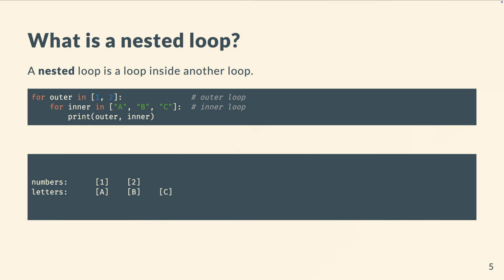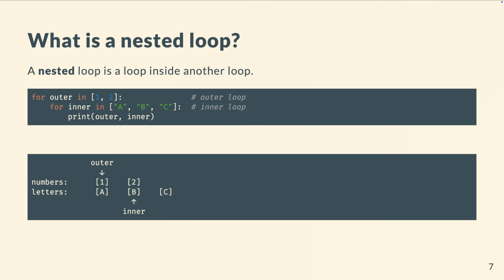Let's trace the variables. We use 2 lists. Numbers contains 1 and 2, and letters contains A, B, C. A nested loop means, for each number, walk through all the letters. So we are making pairs. Now, outer is pointing at 1. The inner loop starts at the beginning of letters. The code prints the pair 1A.